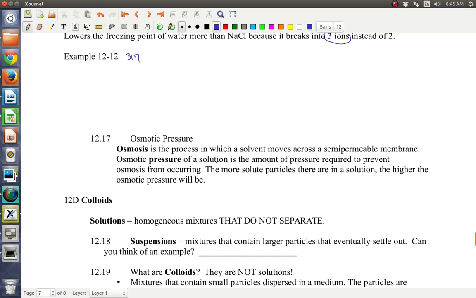All right, compare the freezing points of, now we're going to do 3 of them. We're going to have a 3 molal solution of sugar, C6H12O6. We're going to have a 3 molal solution of sodium chloride, and we're going to have a 3 molal solution of calcium chloride. And we're going to compare the freezing points. Okay, so for all of them, they're going to use the same formula. Negative delta T sub F equals i K sub F m. They're going to use each one of them.